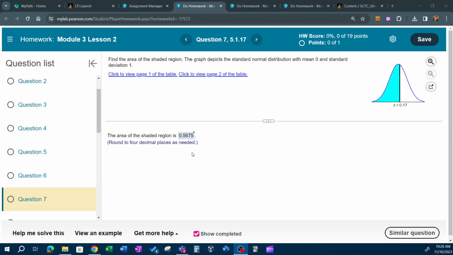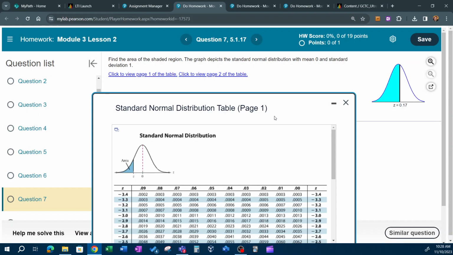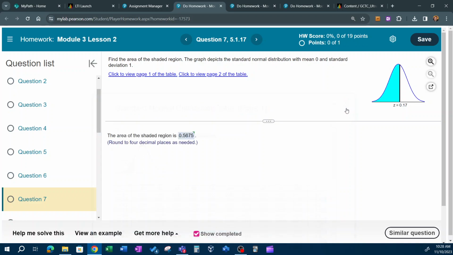So I wanted to review again how to do the problems in Module 3 on Lesson 2, 3, and 4. Okay? So they're all basically the same thing. They look at the normal distribution, which is a bell-shaped curve here. And the way you do these, you can open these things up, but I don't want you to do that. I think it's harder. And honestly, I think it's outdated.